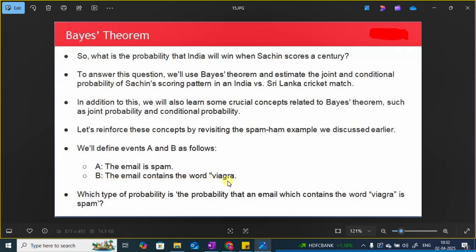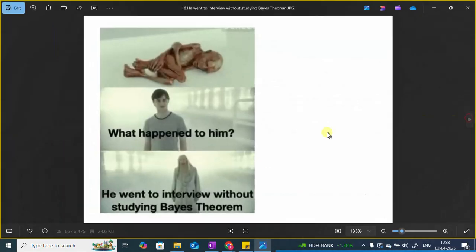Similarly, like what I just covered some time before the break: the email contains the word purchase, or the email does not contain the word purchase. This is the same example, right? So which type of probability is the probability that an email which contains the word Viagra is spam? Such examples we just covered before the break. These problem statements come under conditional probability, and by using Bayes theorem we can happily solve them.